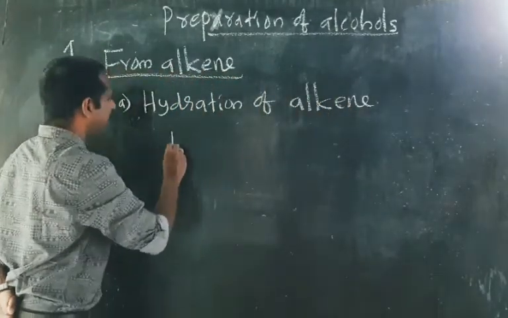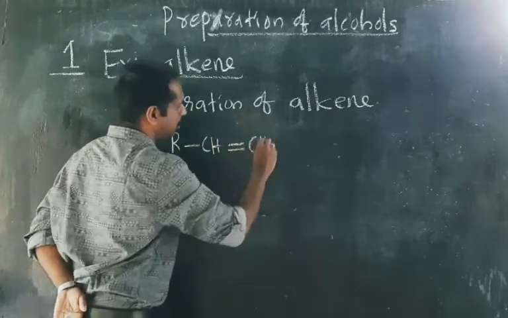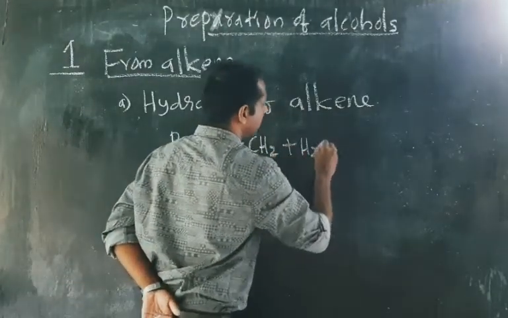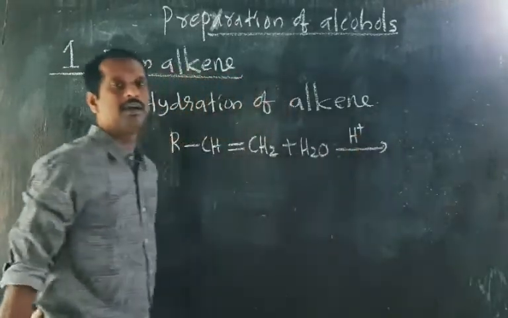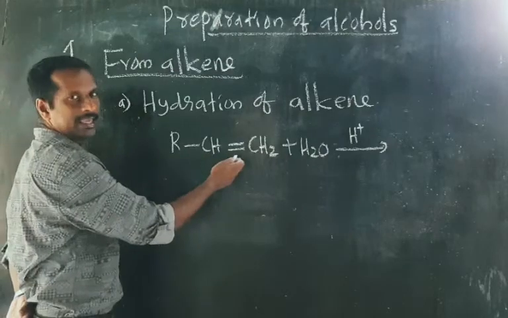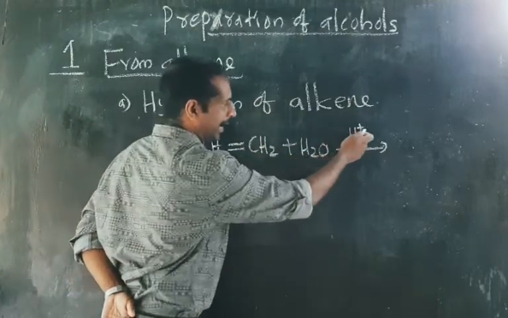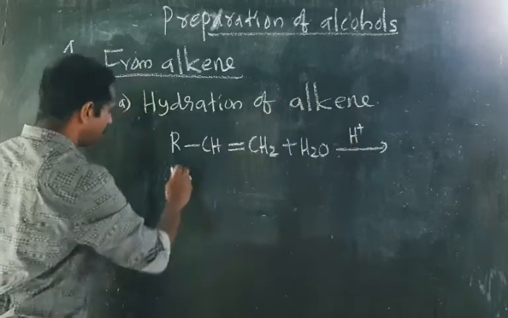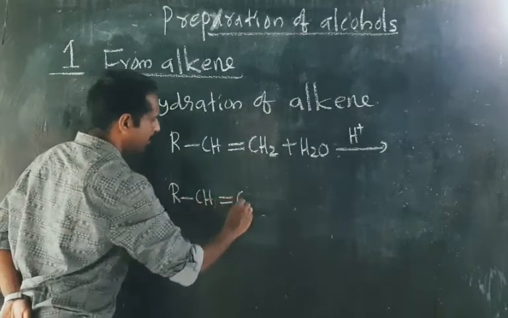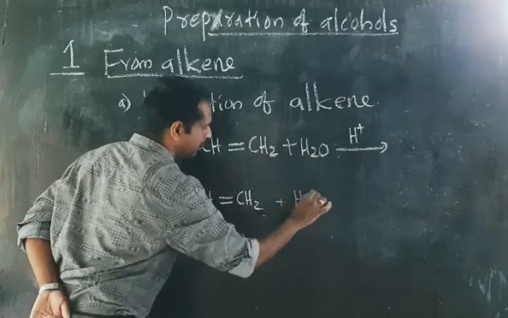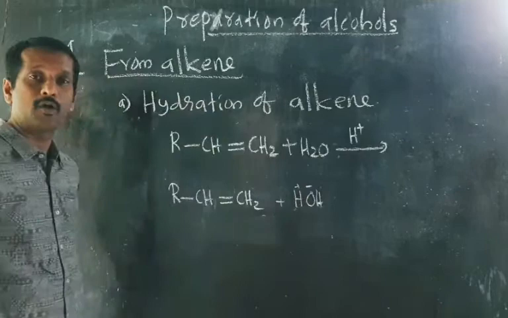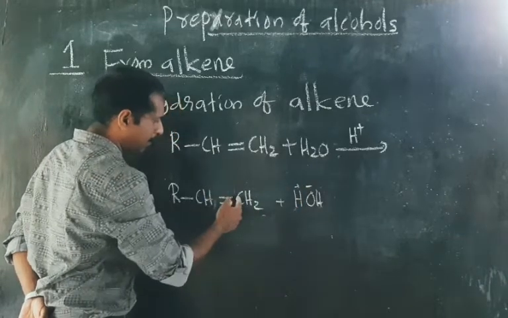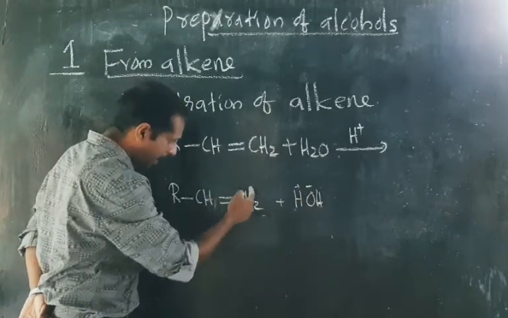That means alkene, RCH double bond CH2. Okay, I am taking alkene, RCH double bond CH2, reacting with water in presence of dilute acid. So, reaction of alkene with water in presence of dilute acid, you will get, look at the reaction. The reaction is following Markovnikov's rule. What do you mean by Markovnikov's rule? RCH double bond CH2 plus H2O can be written as H plus OH minus. According to Markovnikov's rule, the positive part of the reagent will go to that double bonded carbon which already has the highest number of hydrogen atoms.